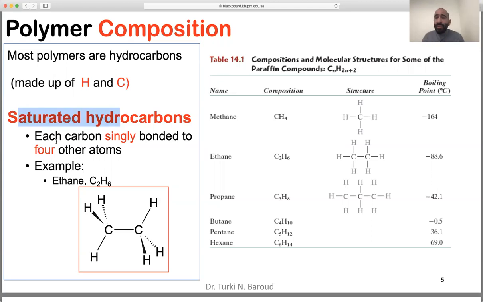Okay, and we get into this famous table, if you remember it, with the composition and molecular structure of some of the paraffin compounds. If you remember this one: methane, ethane, propane, butane, pentane, hexane. As you can see, as you go down the table, you are increasing the number of carbon and also increasing the number of hydrogen at the same time. Because you have more bonds, we expect the physical properties and maybe the mechanical properties later to be different. So this is why the boiling point is going to increase as you add more carbon and more hydrogen to the chain of the molecule.